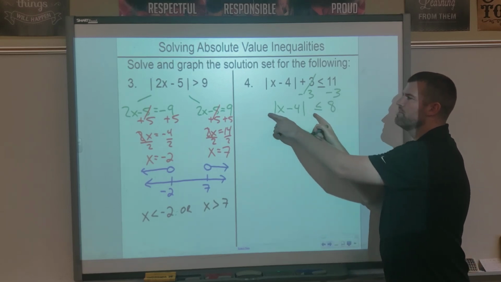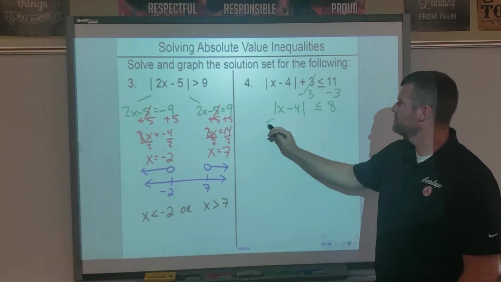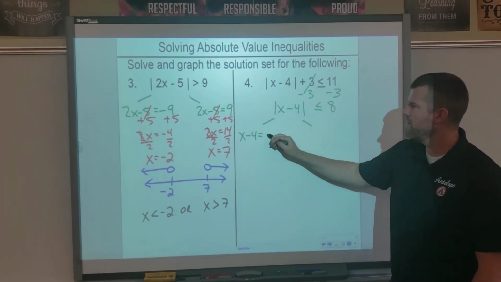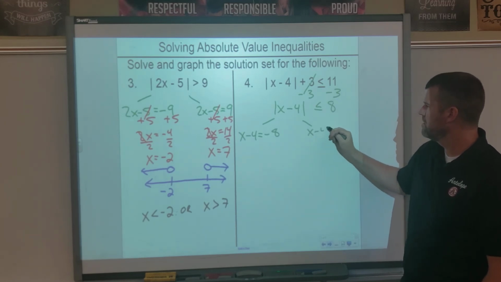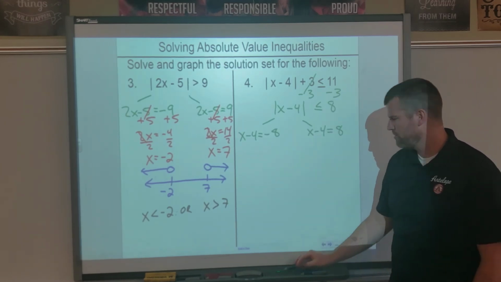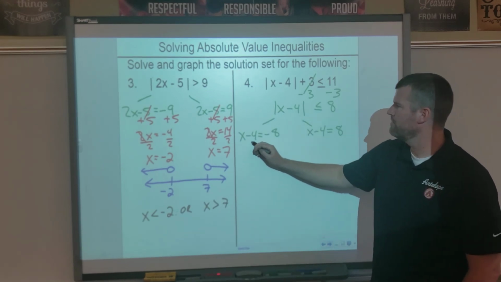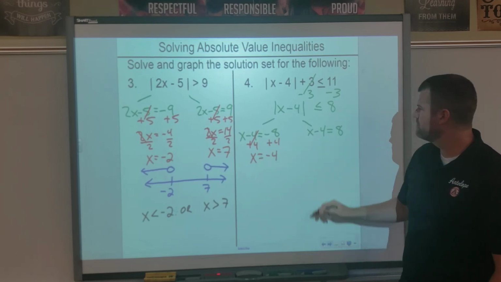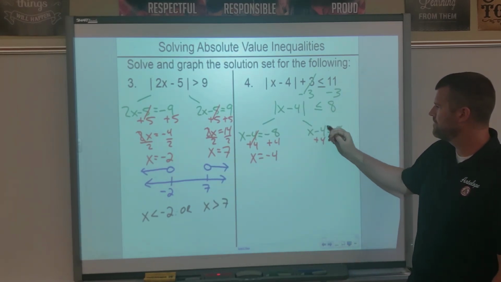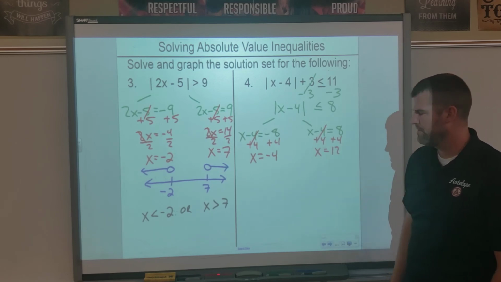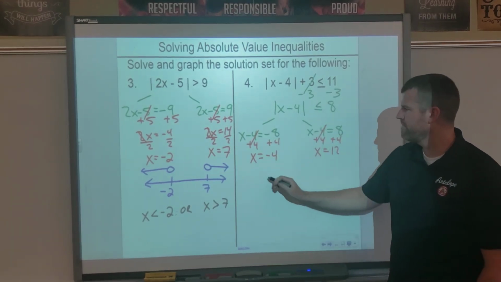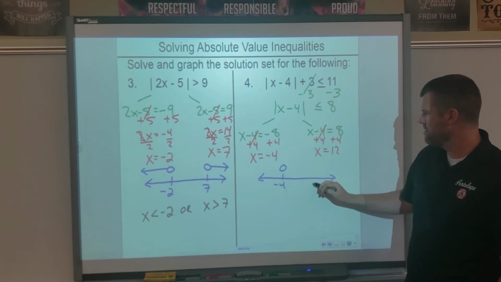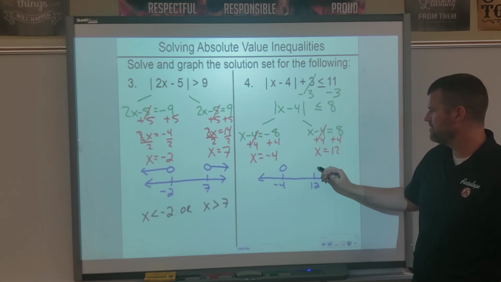Now that the bars are alone, there's nothing outside, we can split it up into the two problems. X minus 4 equals, to get an absolute value of 8, we could be at negative 8 or positive 8. So we set up both of those equations. And then we solve them. X equals negative 4. X equals 12. So again, when we solve it, we are finding the two boundary points for the graph. We'll have a boundary point at negative 4 and a boundary point at positive 12.